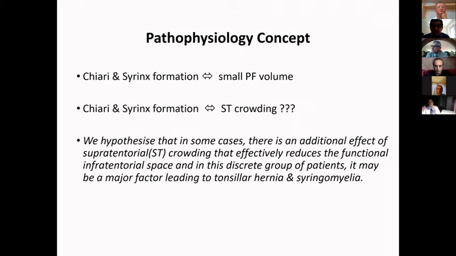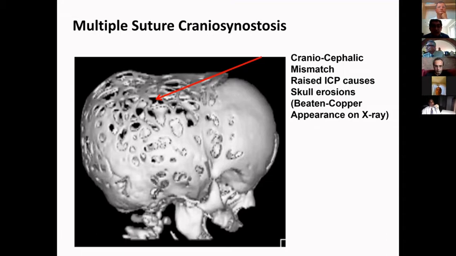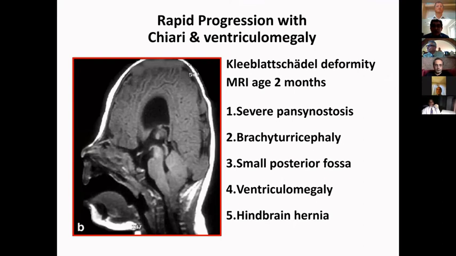And clearly, to all of you, if you see a patient who has such severe raised intracranial pressure with the copper beaten appearance, with this honeycomb appearance, then it will be very easy for you to understand that the deformed skull, a typical craniocephalic mismatch like in Kleeblattschädel deformity, that this child, of course, will get a hindbrain hernia, and that will then result in a syrinx. So that concept, I think, is very easily understood.